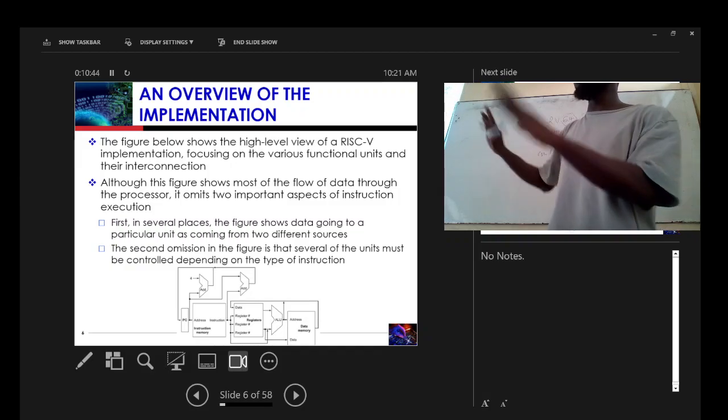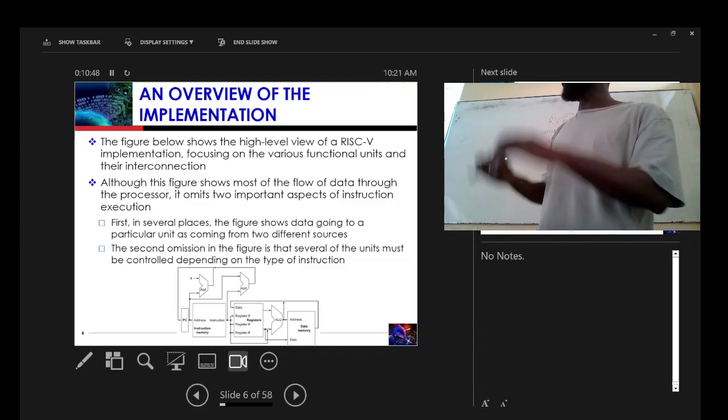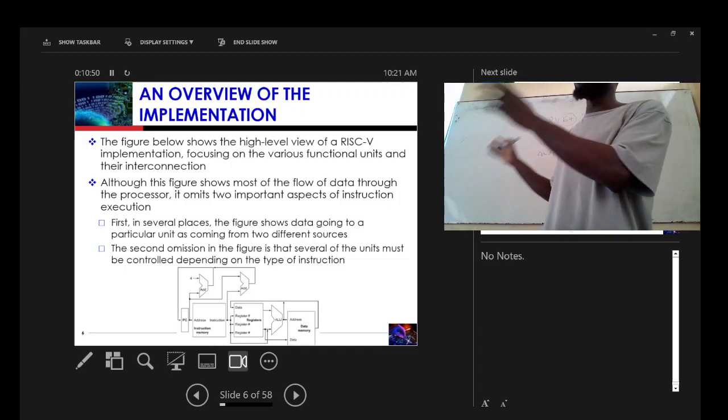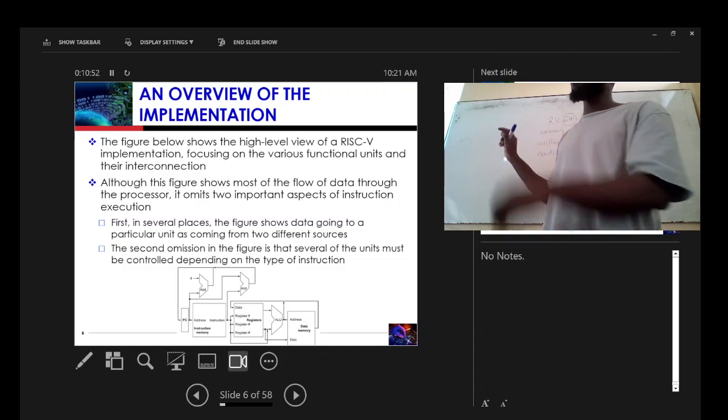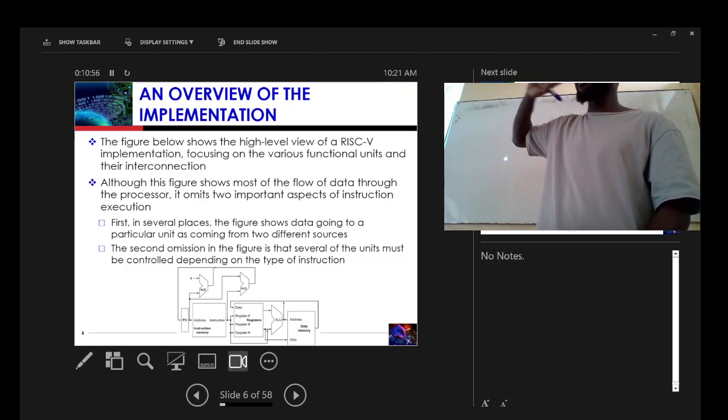You see that there's no control. As I said, we have the data path and the control signals, but here there are no control signals. This deals with only the data path.